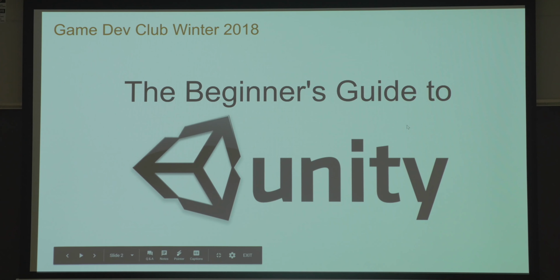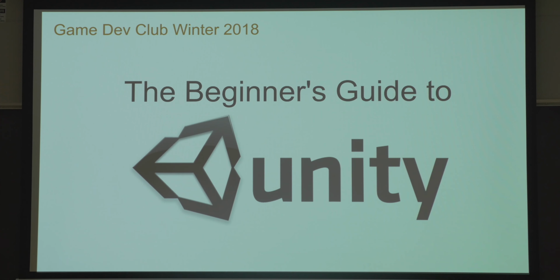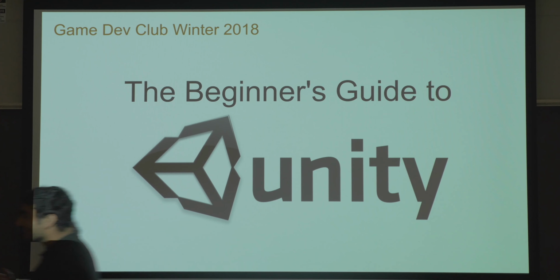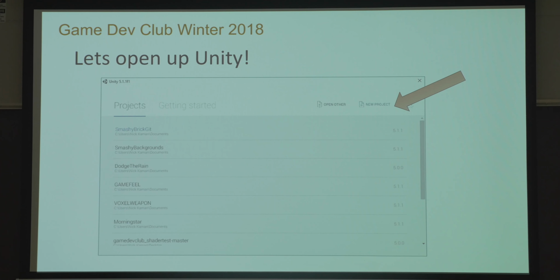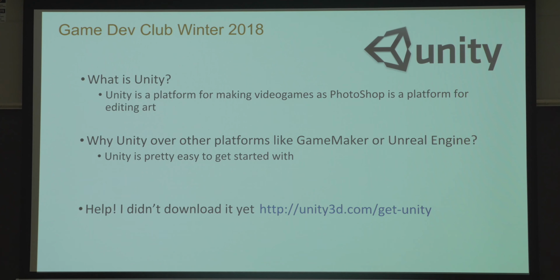Welcome to the Beginner's Guide to Unity, not 2018. These are slides I've clipped from last year, but I still like them, so I still use them. Okay, let's open up Unity. We did that already. So first off, what is Unity? Unity is a game engine, essentially a platform for making games. It is one of many platforms. Others include GameMaker and Unreal.